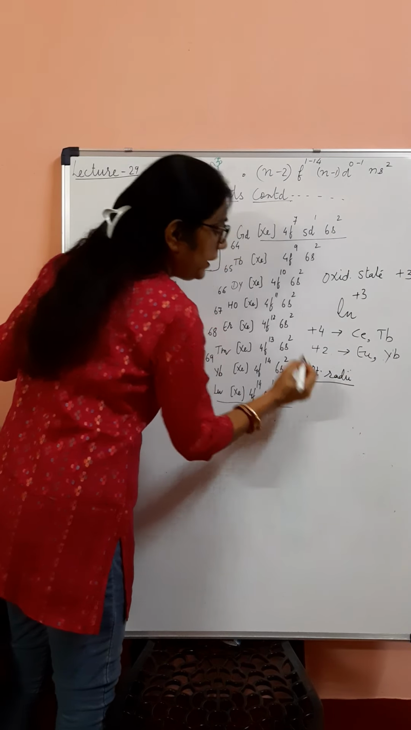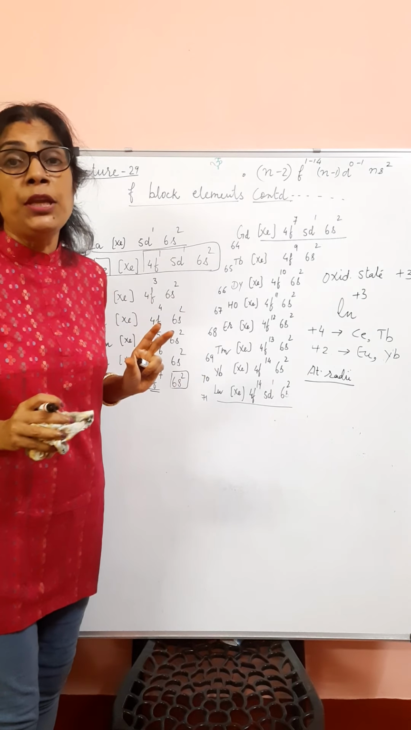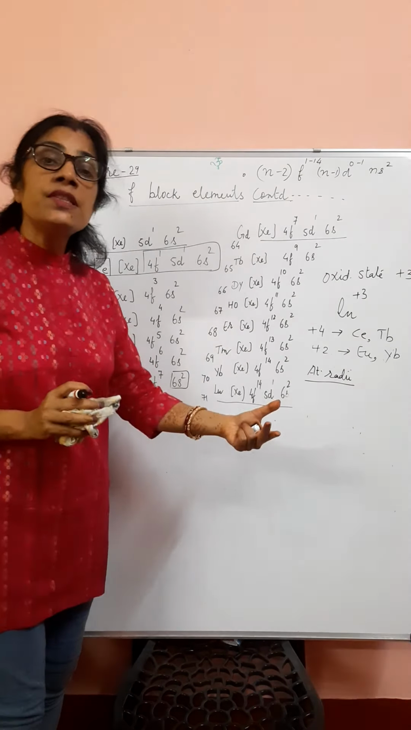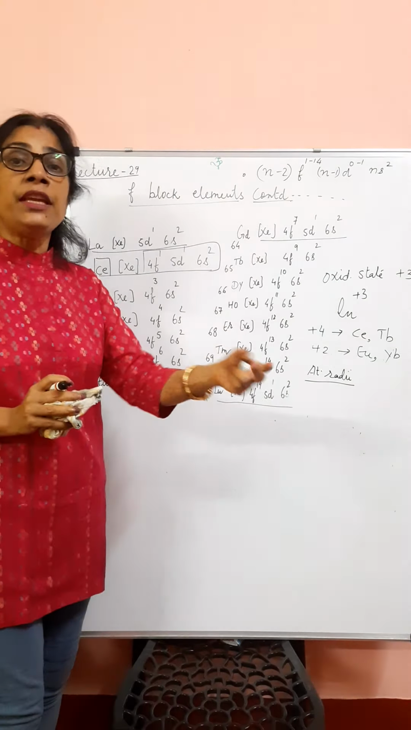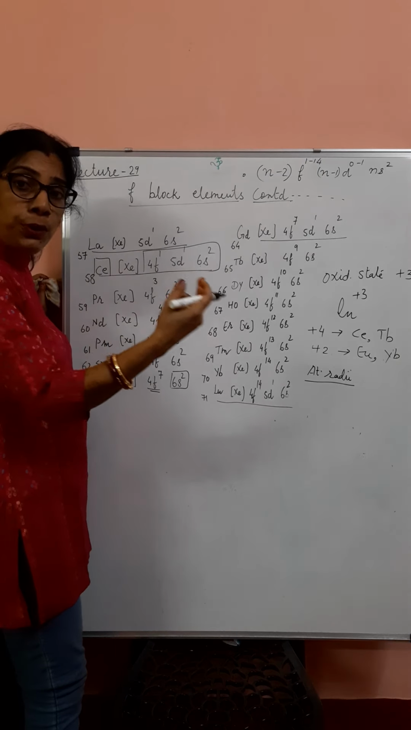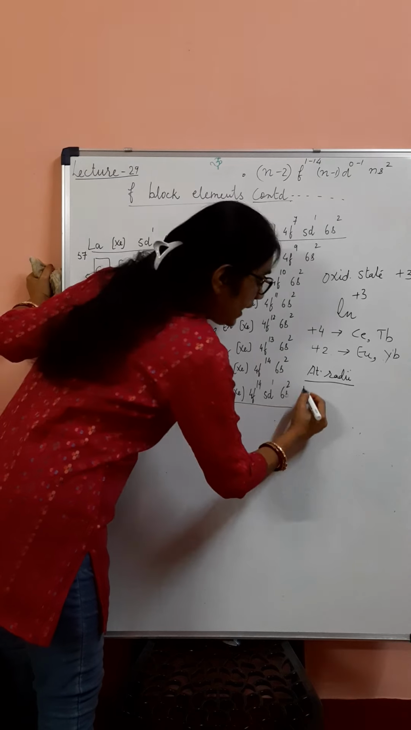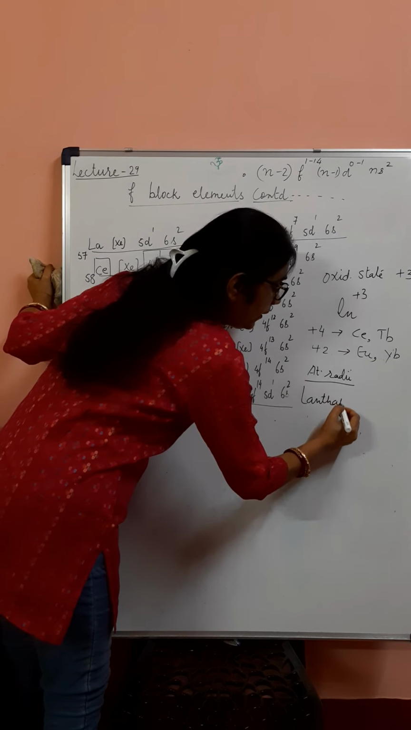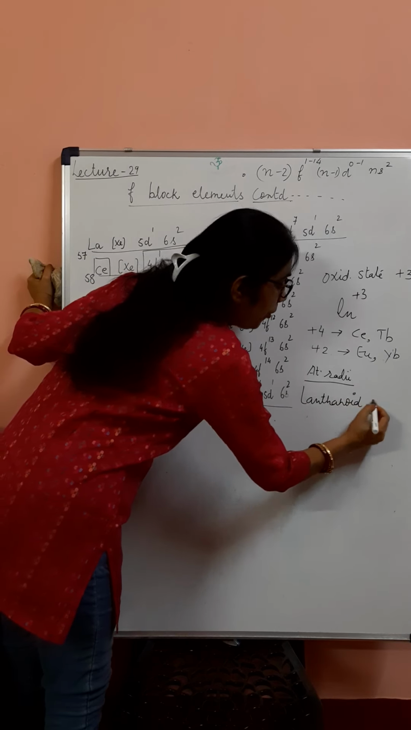Atomic and ionic radii. Okay, so across the lanthanoid series from cerium to lutetium, for 14 elements, the total decrease in atomic radii is only 11 picometer, not even 14 picometer, and the ionic radii decrease by 18 picometer. So this steady and small decrease across the lanthanoid series due to increase in nuclear charge is known as lanthanoid contraction. It's very important, as I told while teaching transition elements as well.